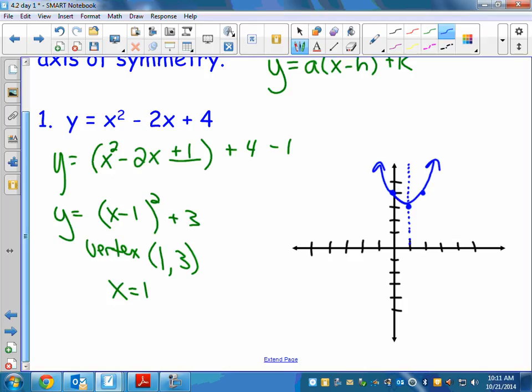Sometimes completing the square isn't as pretty though, right? So let's look at a couple uglier ones. Anyone have a question about that?